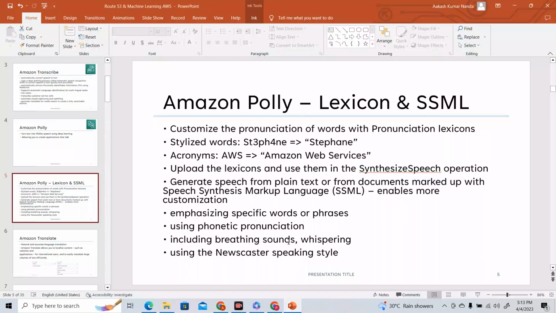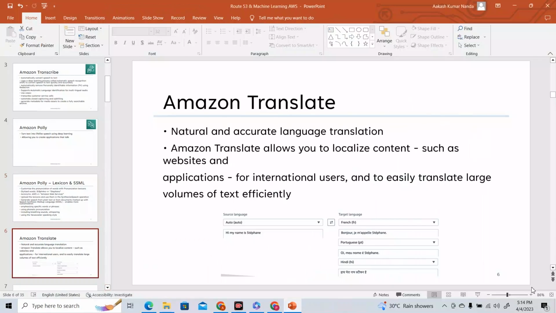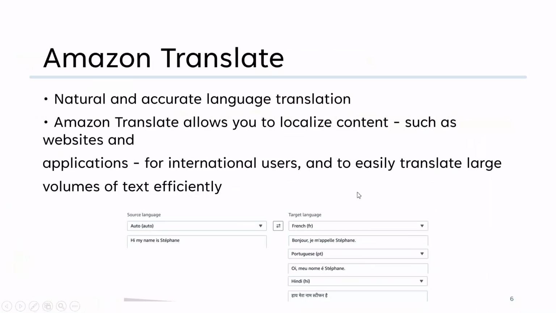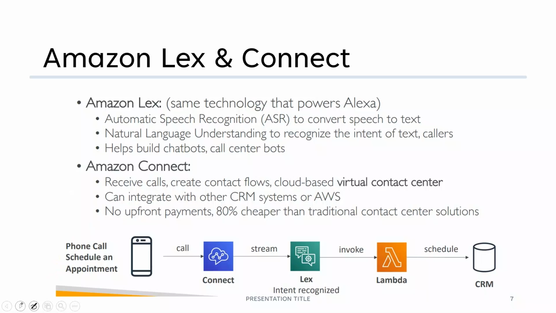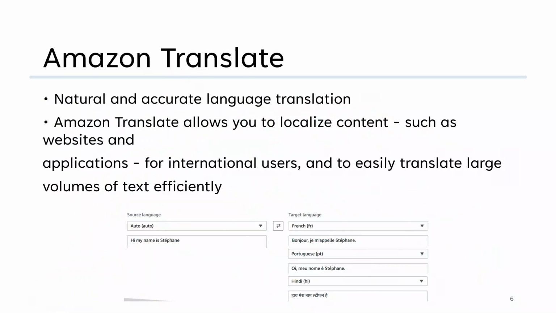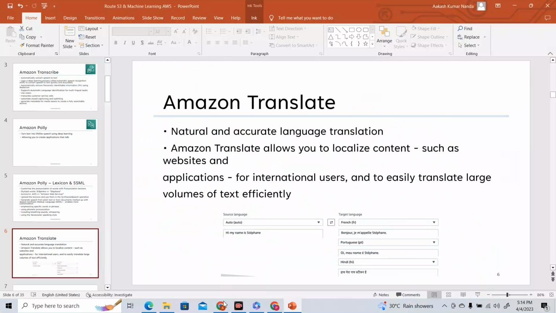Let's move on, guys, to Amazon Translate. Amazon Translate is natural and accurate language translation. It allows you to localize content such as websites and applications for international users. Basically it translates from one language to another. That's all about Amazon Translate. Now if you want to see a demo, let us see a demo on Amazon Translate.